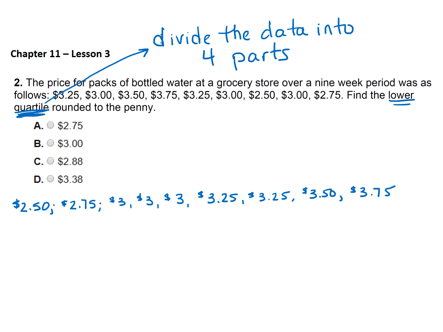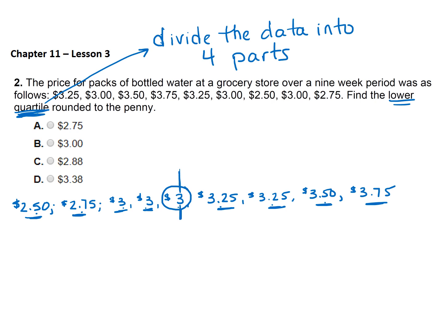And let's count our points. 1, 2, 3, 4, 5, 6, 7, 8, 9. All right, so I'm going to go left, left, left, left. And then I'm going to go right, right, right, right. So my middle piece of data is right here, all right? So this will be my halfway point.